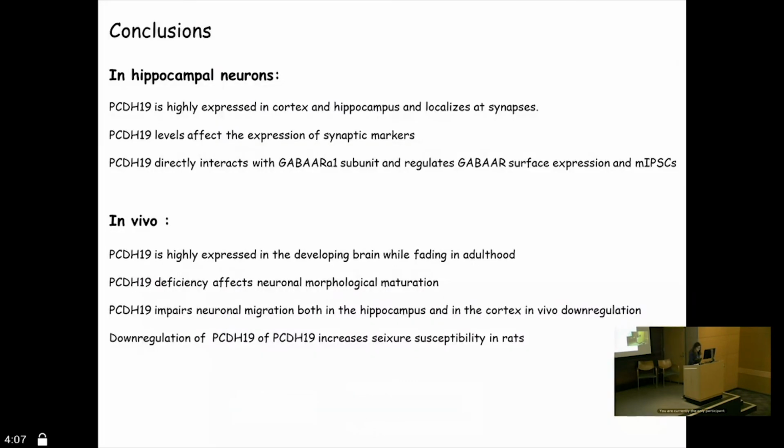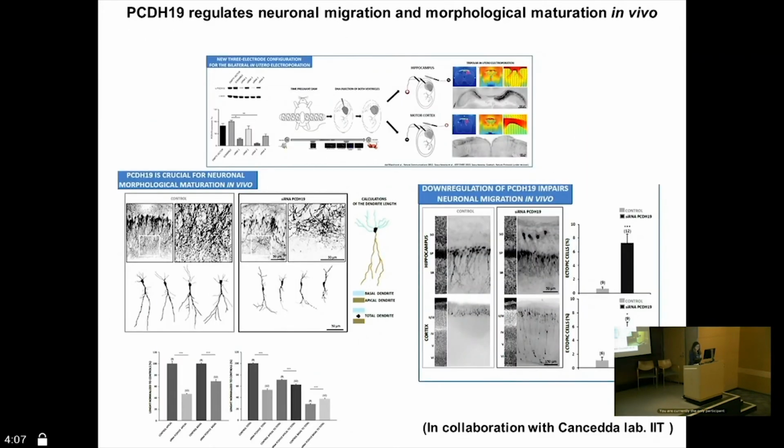Laura observed defects in the migration in cortex and hippocampus. Of course, this experiment is not complete because we need to rescue the phenotype. But probably there are also defects in neurogenesis. We don't know, but probably.